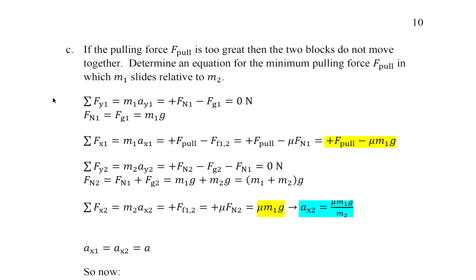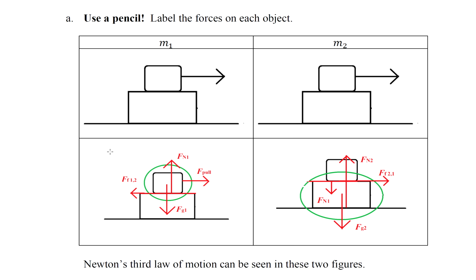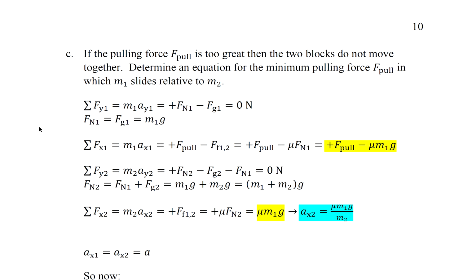Part C, if the pulling force is too great, then the two blocks do not move together. Determine an equation for the minimum pulling force in which m1 slides relative to m2. So remember, what you should always do is write Newton's second law for the x-axis and y-axis for both m1 and m2. And you could see that's what was done here.